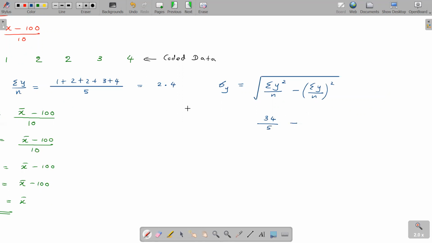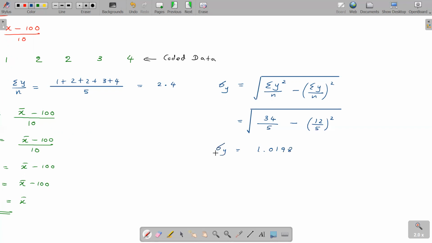minus (sigma y over n) whole thing squared. We found it earlier. Sigma y was how much? 12, over n is 5, whole thing squared. And then we wrote it. Okay, and how much do we get? 1.019, it goes on, right? Okay, so this is sigma y.